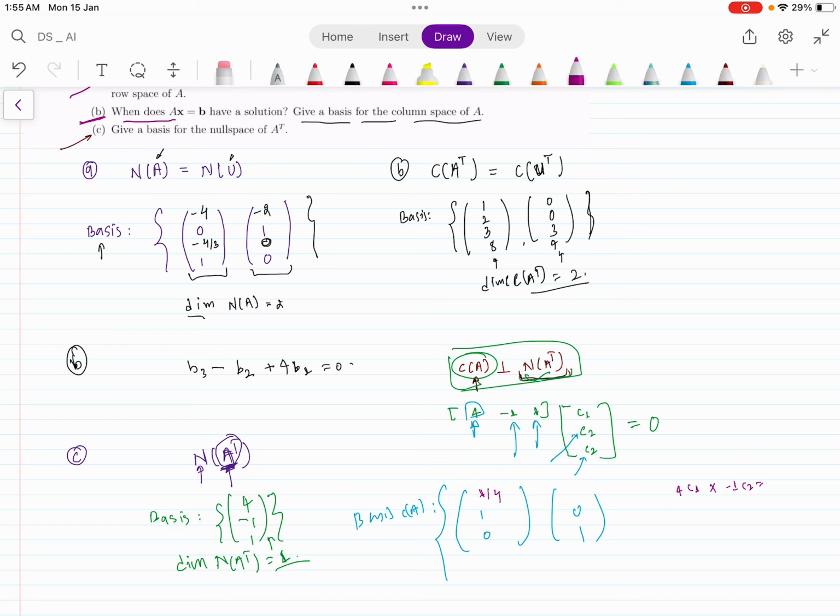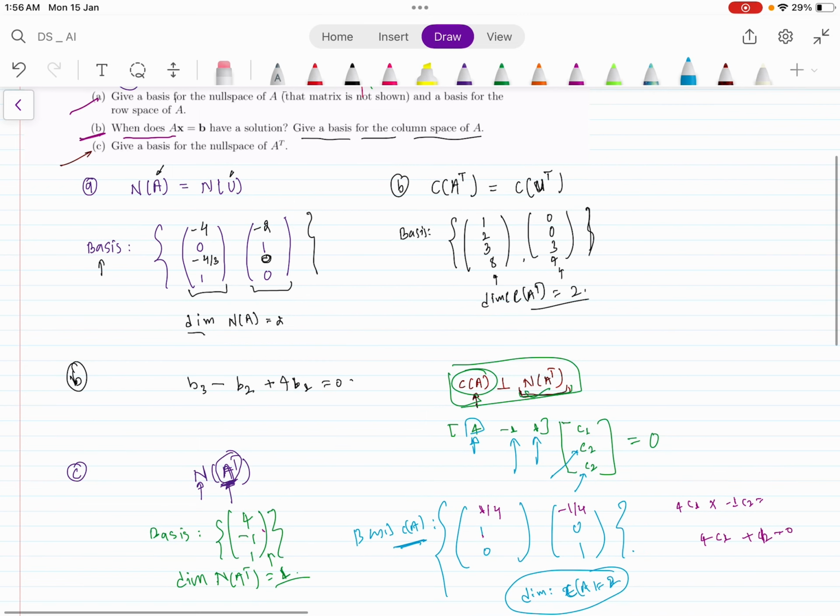And here we have 4 times C1 plus 0 plus C2, that is equal to 0. So 4 times C1, and C1 is 1, so this will give you minus 1 by 4. If I take the dot product between them, that will be 1 minus 1, so 0, so minus 1 0 1. So okay, we have got our basis of this column space, and the dimension would be 2. The dimension of the column space would be 2.